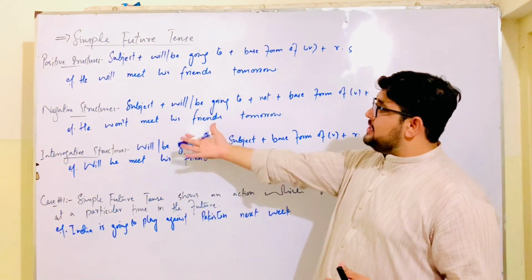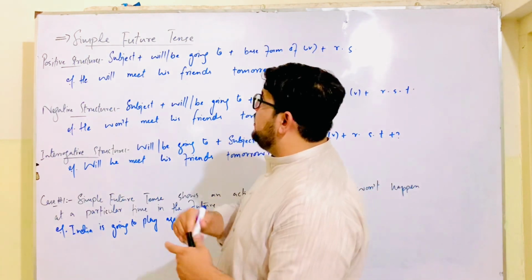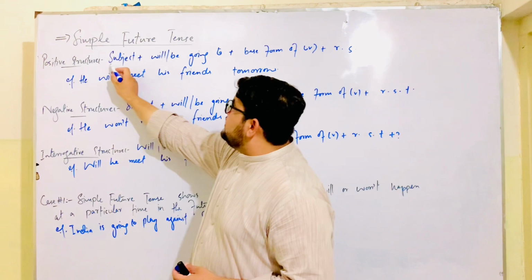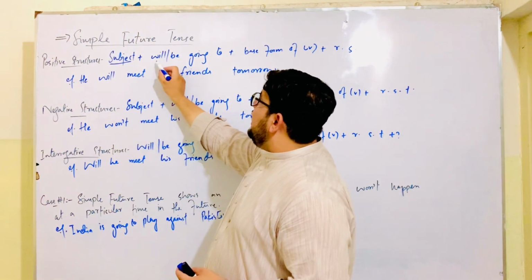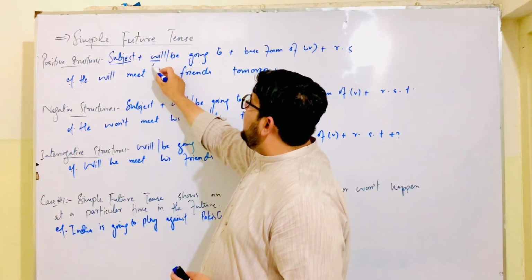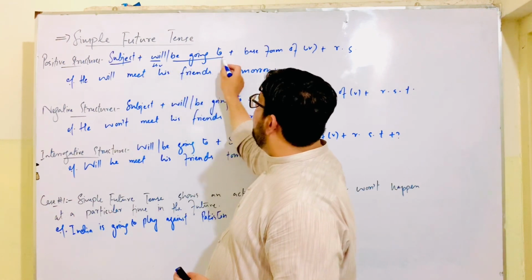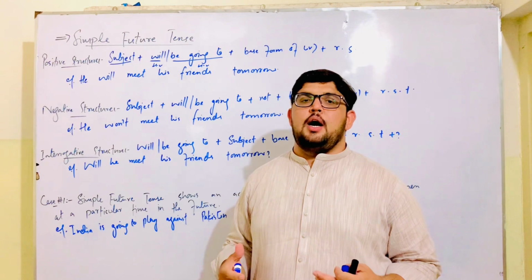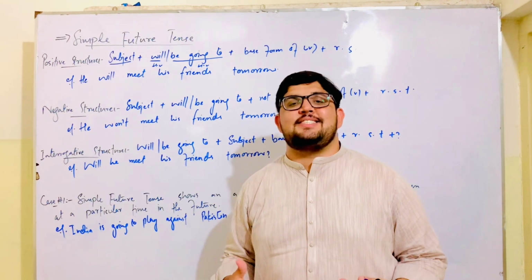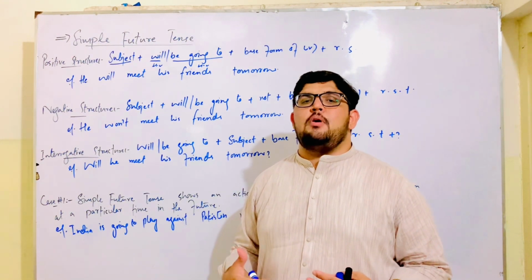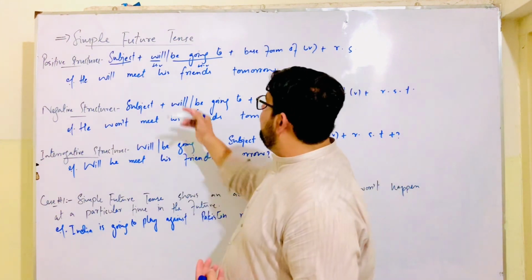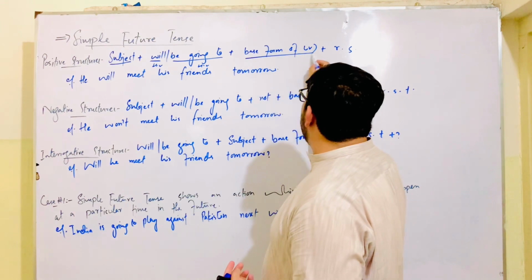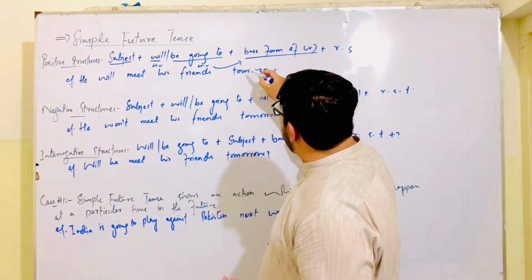So we'll be discussing all these 3 one by one. The positive structure of simple future tense is that it takes subject and helping verb will or be going to, one of them. Both of them are used to help the verb in future tenses. Both of them talk about future times. So we can either use will or be going to, plus base form of verb, because they are auxiliary verbs, helping verbs.